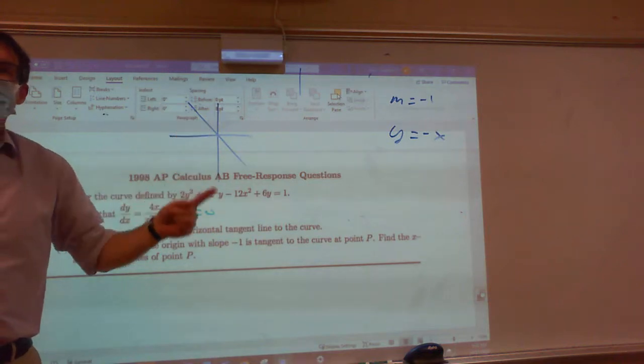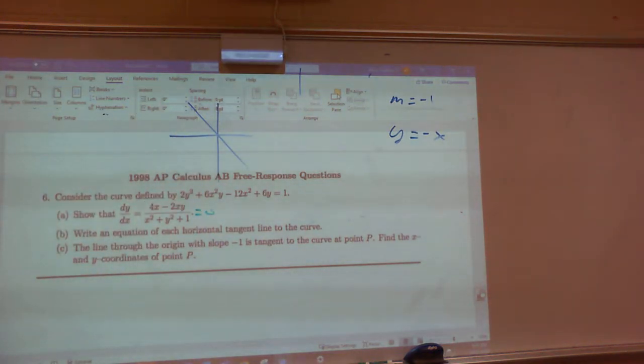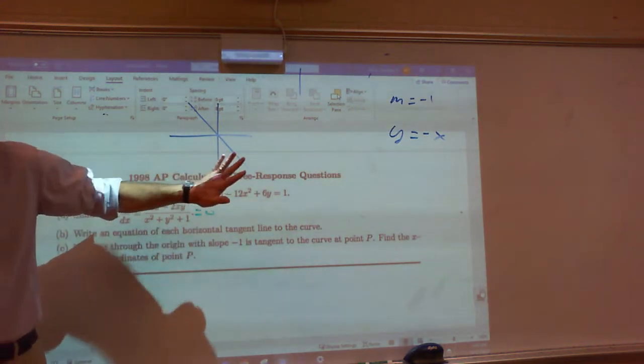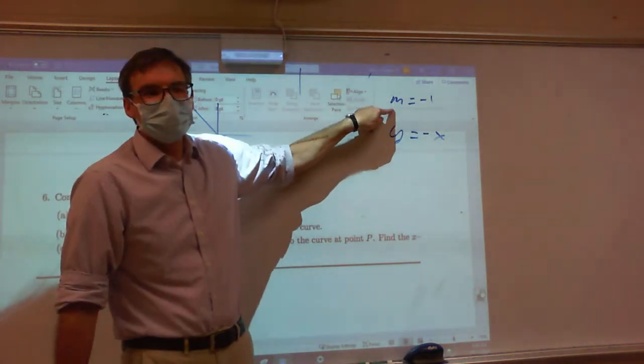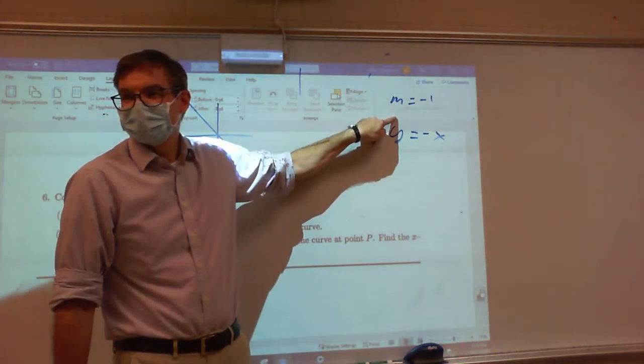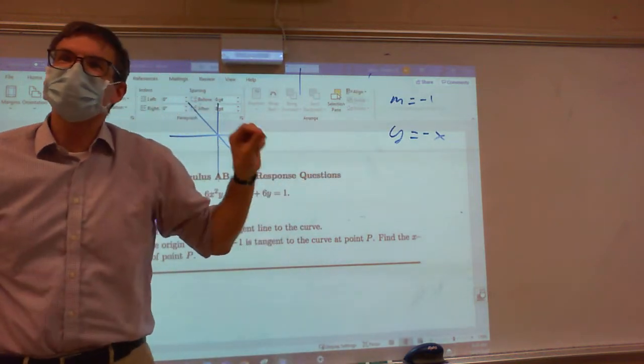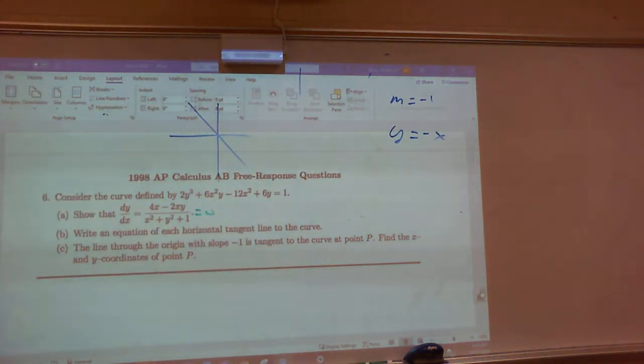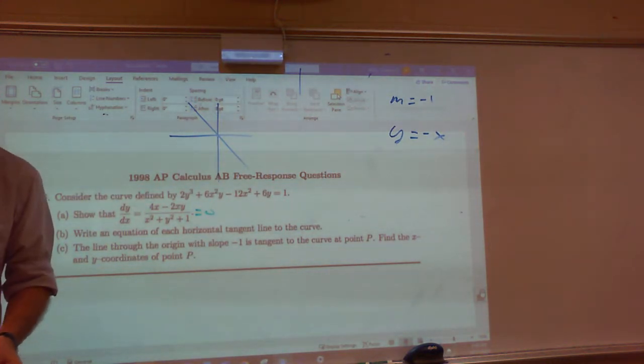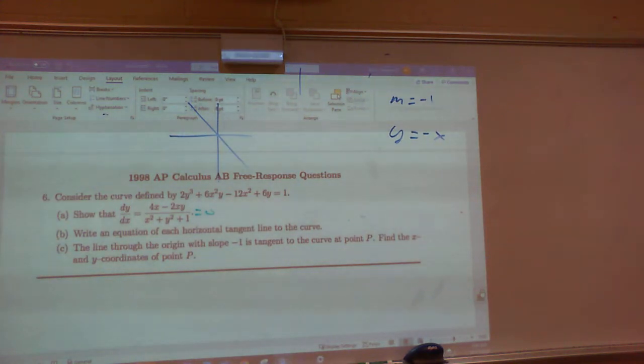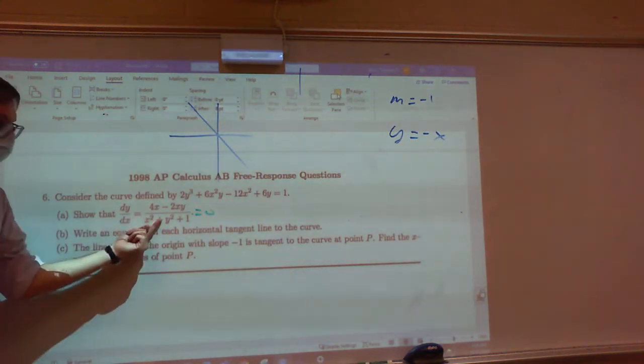If you know the slope of the tangent line is negative 1, what equation can you give me? I haven't made you do much of these, which is why this is hard. What is the slope of the tangent line? The derivative. What equation could you give me? Derivative equals negative 1.